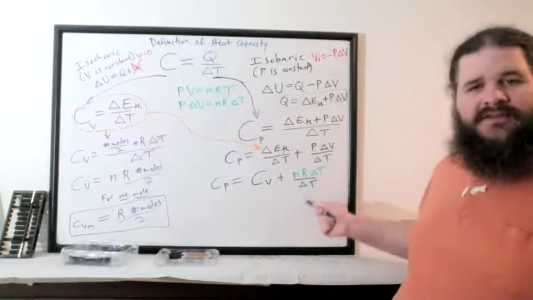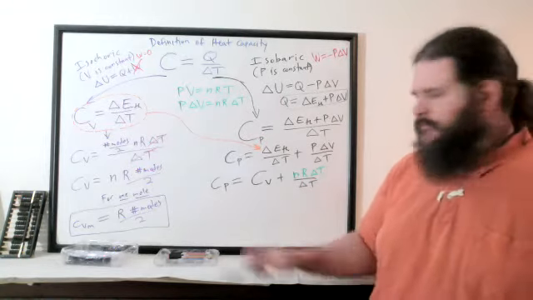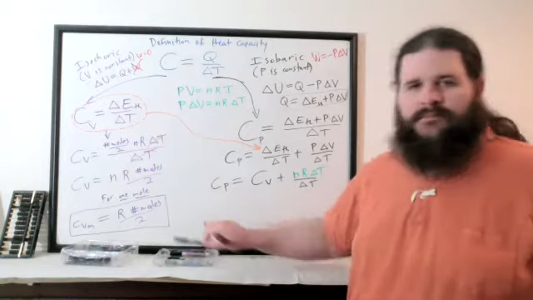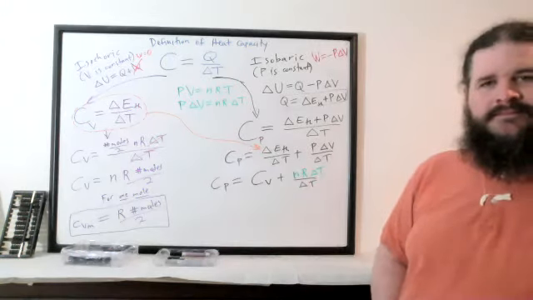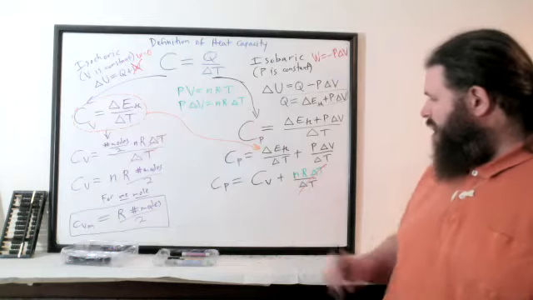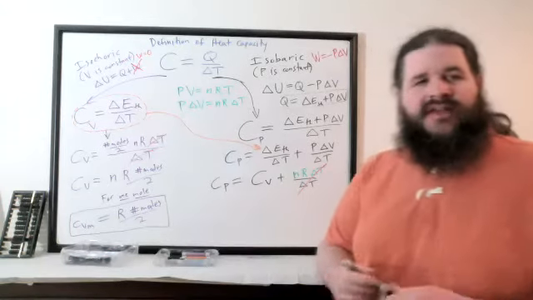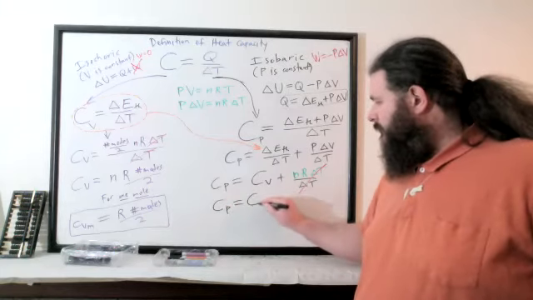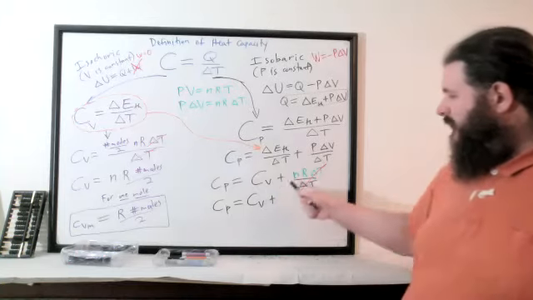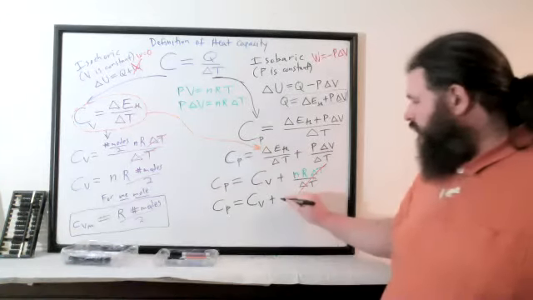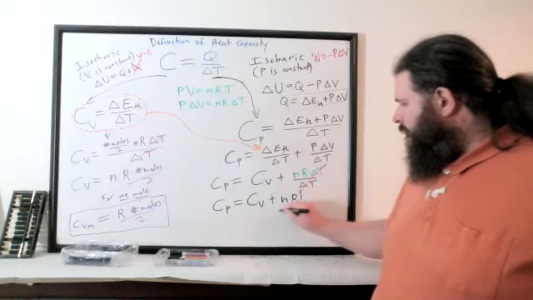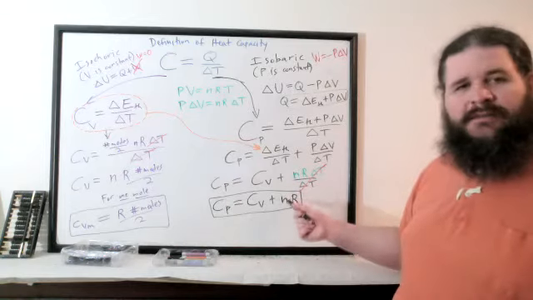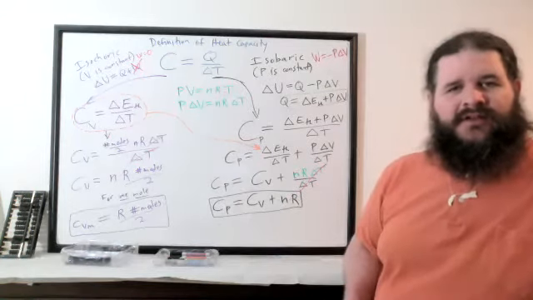Then we're dividing that by delta T, and what happens? Yeah, delta T is canceled out. We're left with just nR. So this tells us how heat capacity at constant pressure is related to heat capacity at constant volume. It's just the constant volume heat capacity plus an extra term, and we now know that extra term is nR. So that's the little bit extra, number of moles times the ideal gas constant.